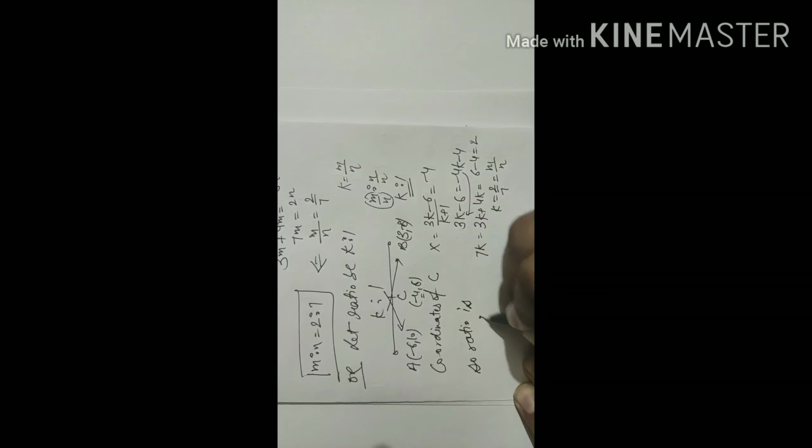Bringing the k terms to the left hand side, we get 3k plus 4k is equal to 6 minus 4, that is 2. The left hand side becomes 7k. So the value of k becomes 2 by 7. k is given by m by n, so the ratio becomes 2:7. Now we look at a further example.